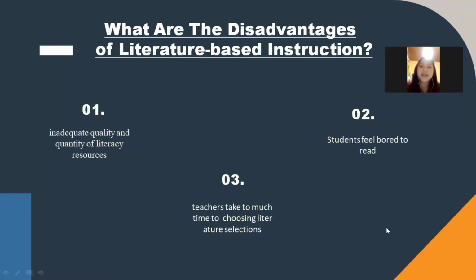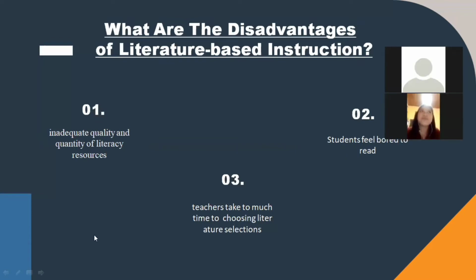The second one is students feel bored to read, because as we know, today's students are not interested in reading anymore. And the third one, teachers take too much time to choose literature selection. As we know, the literature that we use must relate with the context or the topics they're going to discuss in the class, so this way can use a lot of time from the teacher itself.